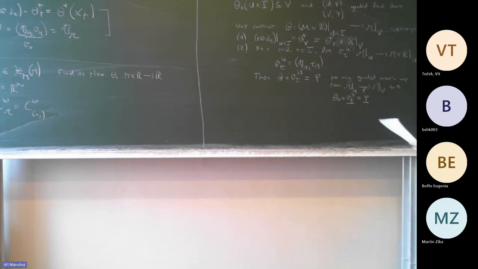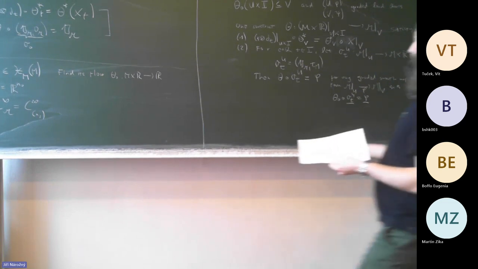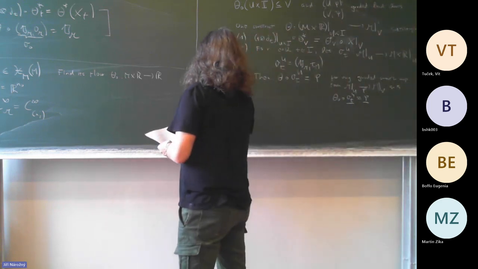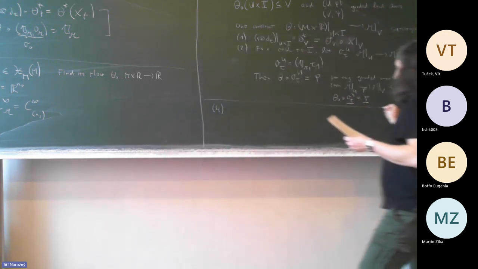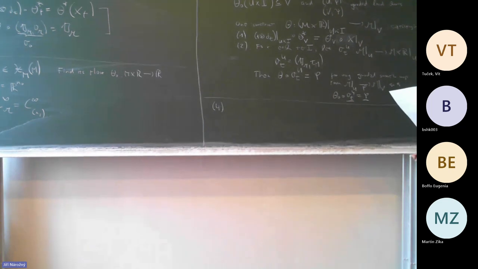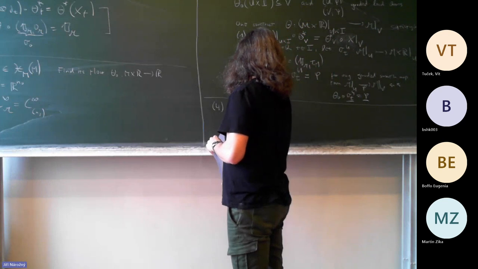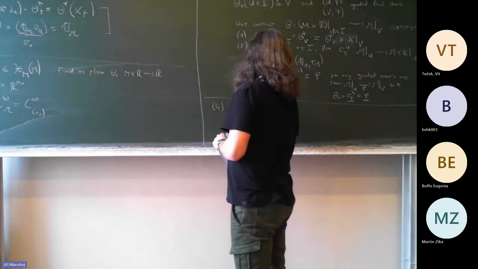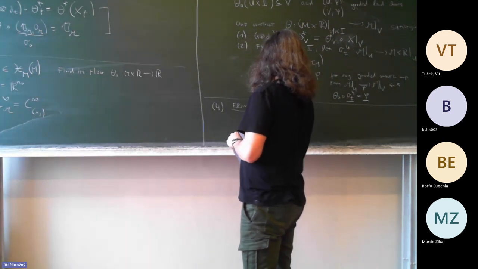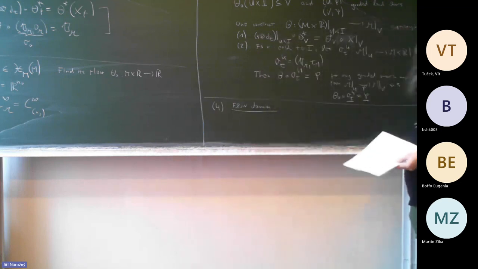Okay, so this is part three. And now, using this, let me tell you what a flow domain is. I assume that M is compact to avoid this discussion, but I have to introduce it anyway.